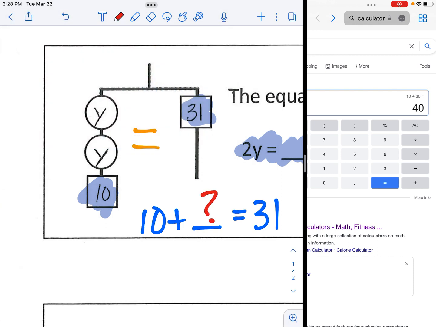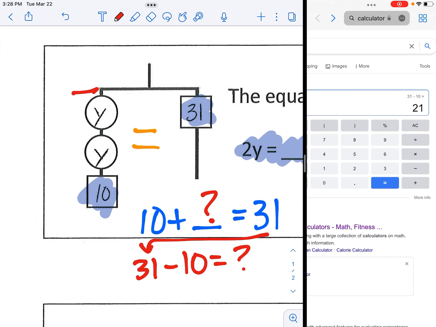And if you don't know what it is, instead of making this be a plus problem, you could change it around. So the number at the end, 31, take away 10. That'll give you the question mark. 31, take away 10. And I'm going to try one more time to hit the right button. 31, take away 10 is 21.